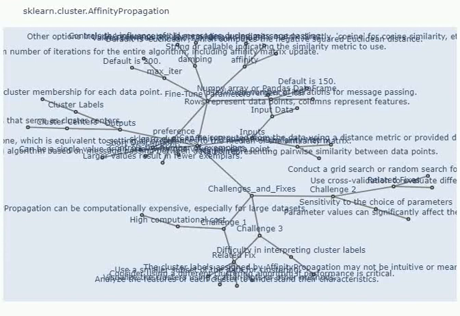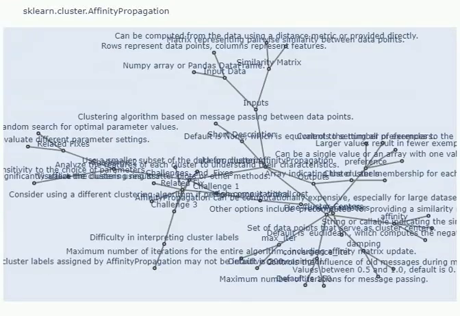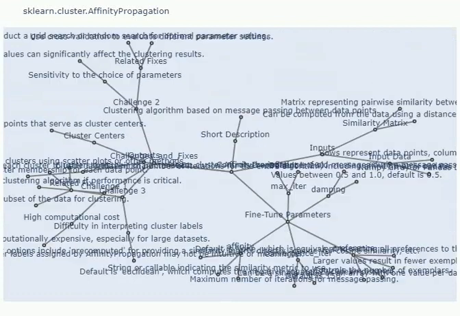sklearn.cluster.AffinityPropagation: a clustering algorithm based on message passing between data points. Inputs: input data, as a NumPy array or pandas DataFrame. Rows represent data points, columns represent features.